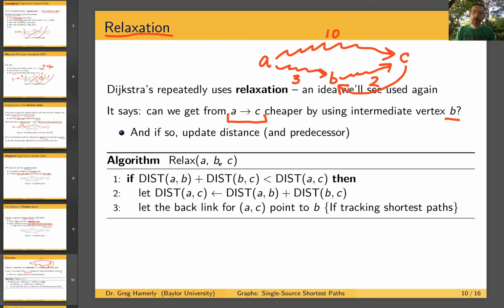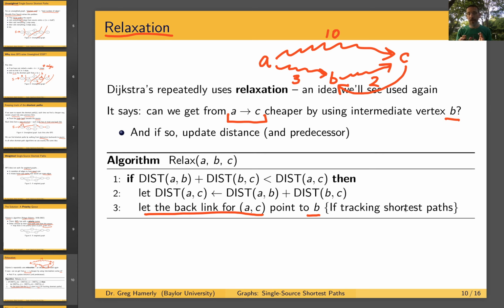Relax from A to C with possible intermediate vertex B. And here's the code. If the current estimate of the distance from A to B, plus the current estimate of the distance from B to C, is cheaper than the current estimate of the distance from A to C, those are the three numbers that we drew up here, then we simply replace the distance from A to C with this cheaper sum of distances going through B. And also, we let the backlink for going from A to C point from C backwards to B. That's only if we need to track these shortest paths.